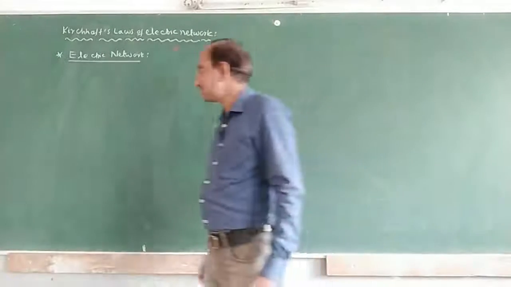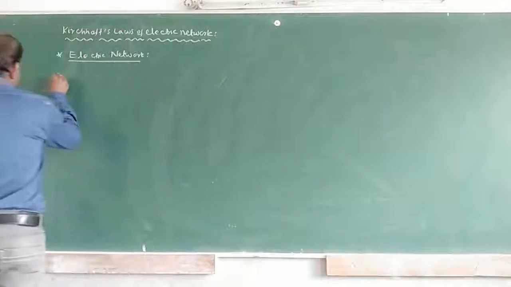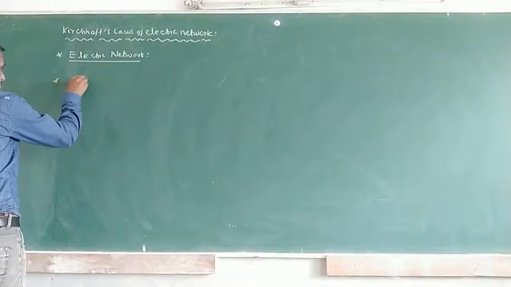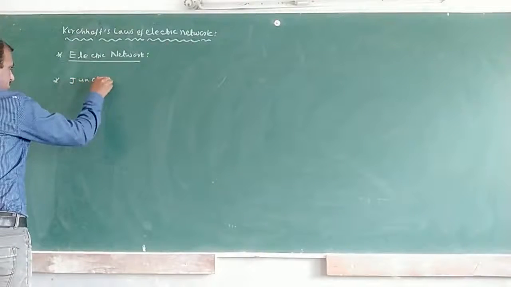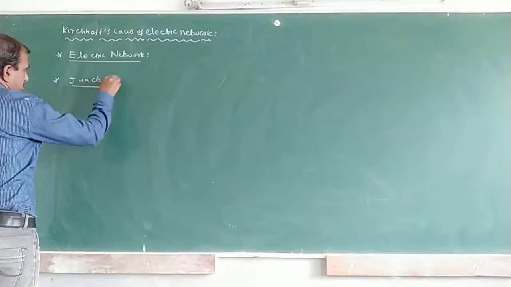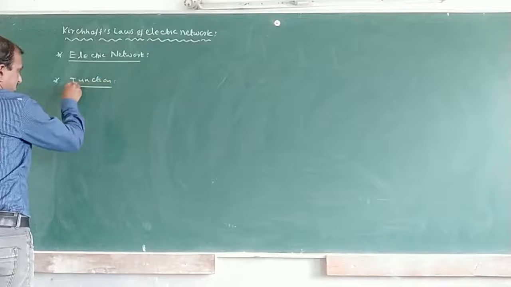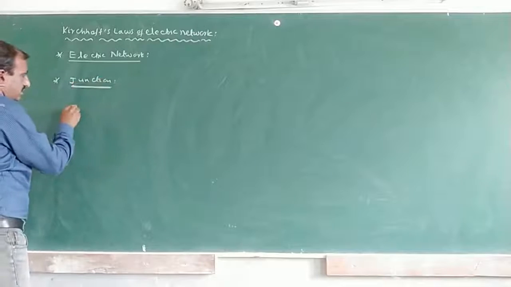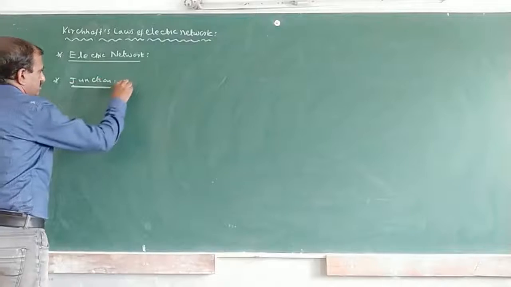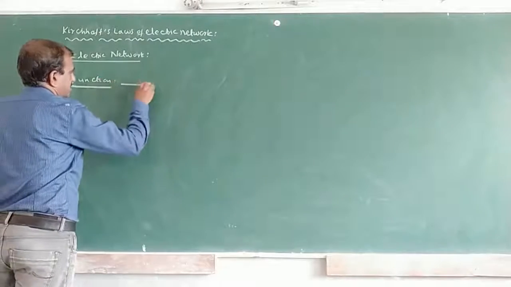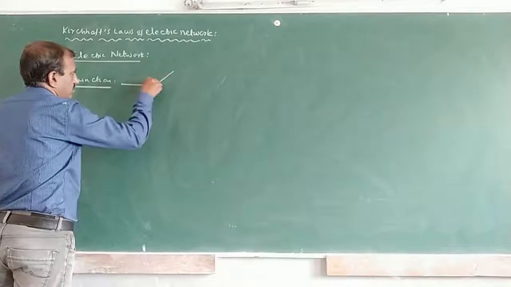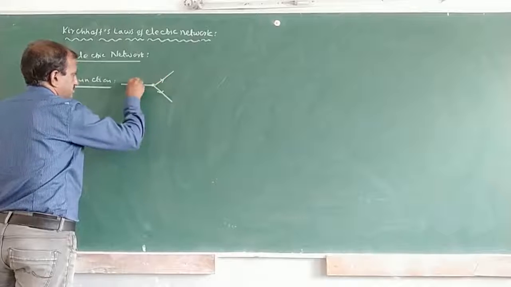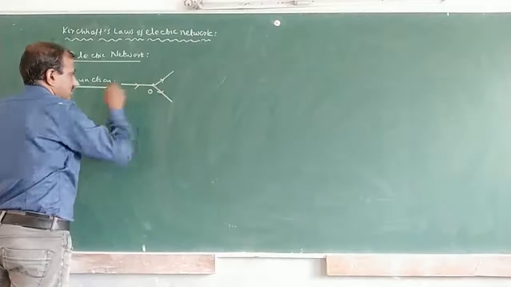See the next term, the junction. What is a junction? A junction is a point in an electric network at which two or more conductors meet. Suppose this is a point in an electric network at which two or more conductors meet at this point. This is called a junction.